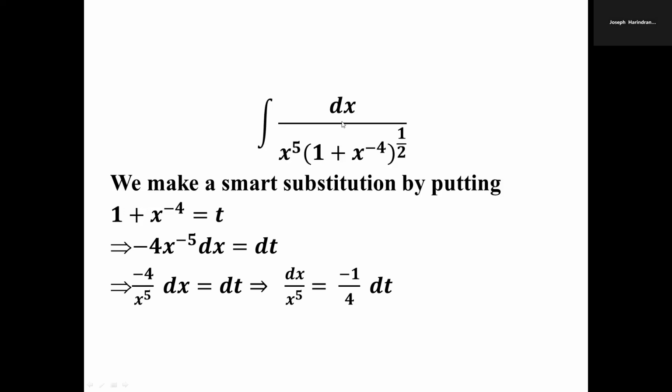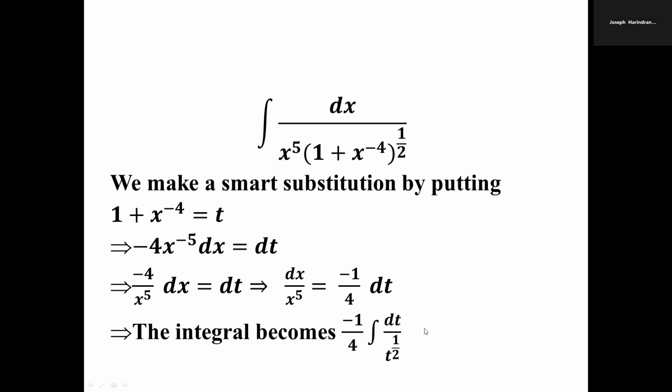So we can now substitute this dx by x power 5 by minus 1 by 4 dt. That's all. So it becomes very simple now. The integral becomes minus 1 by 4 integral dt by t power half. This dx by x power 5 is that minus 1 by 4 dt. So that is what has come here. Minus 1 by 4 is a constant. It can be taken out of the integral symbol. And the denominator remains as t power half.